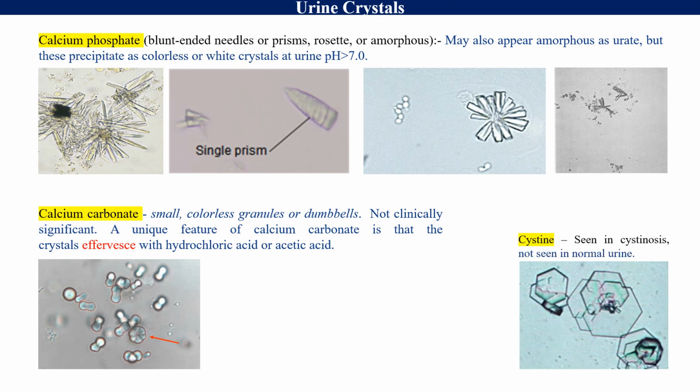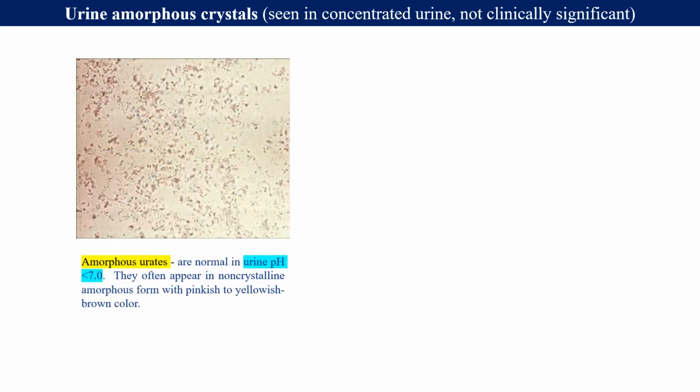Cystine crystals are hexagonal crystals that may be seen in patients with cystinosis. These are not seen in normal urine. The presence of amorphous crystals is commonly reported in concentrated urine and is not clinically significant. Amorphous urates may be seen in urine pH less than 7. They often appear in non-crystalline amorphous form with pinkish to yellowish brown color.